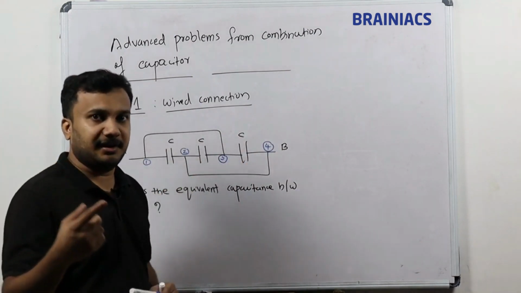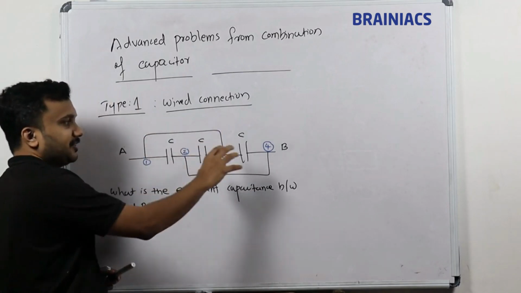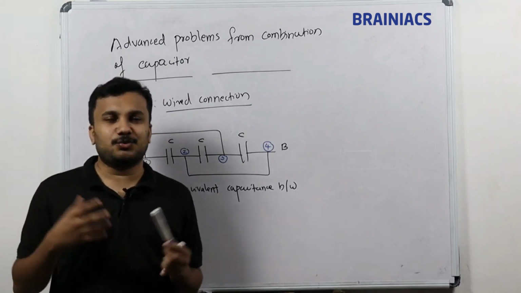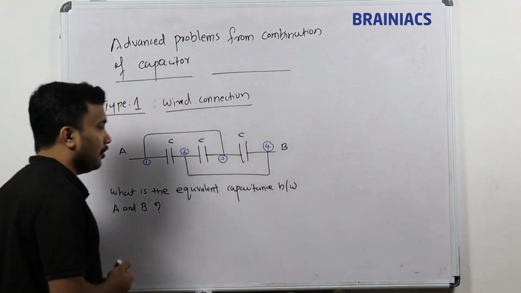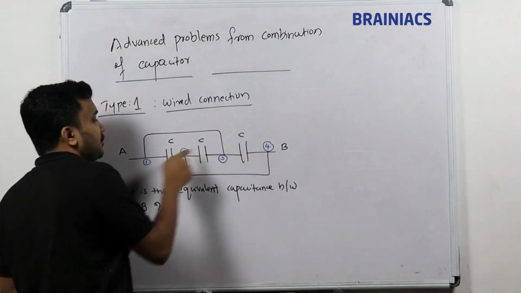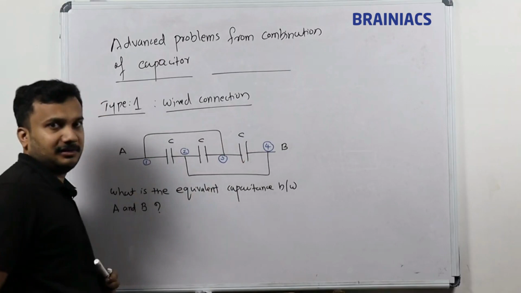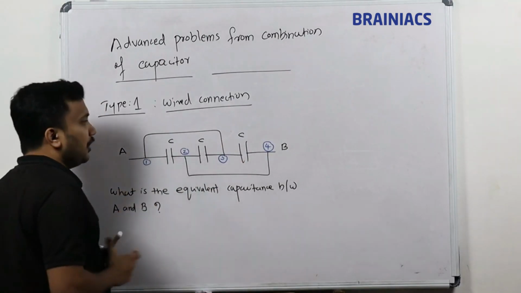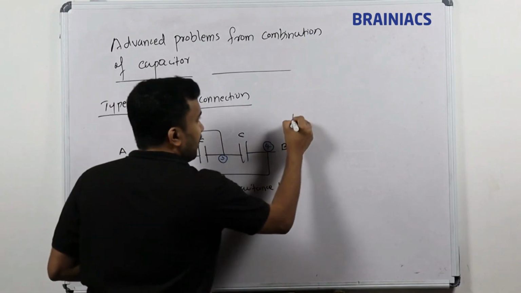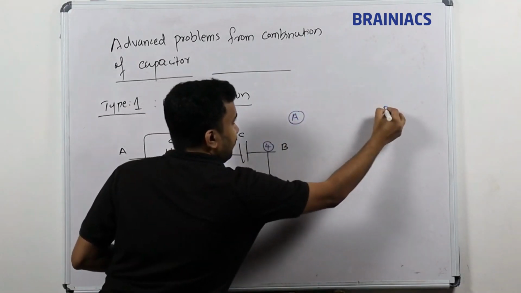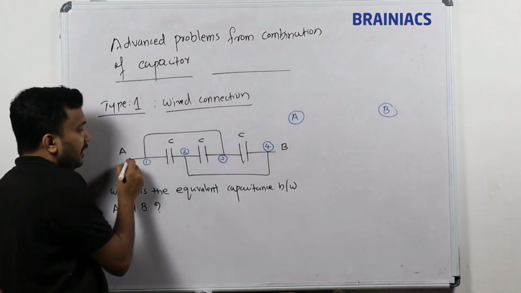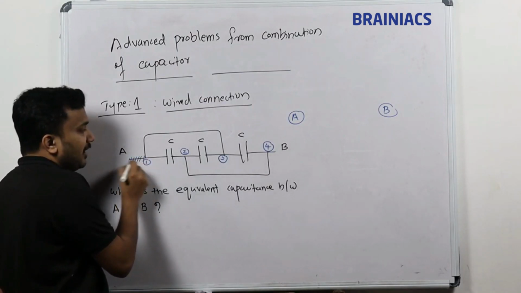So I am repeating again: if you see some wired connection, some structure, and it is very hard to recognize what is series and what is parallel, you have to give a number to the junctions: 1, 2, 3, 4, like that. Then you mark A on the left side and B on the right side. Now you can see that between A and B, the same wire is connected.